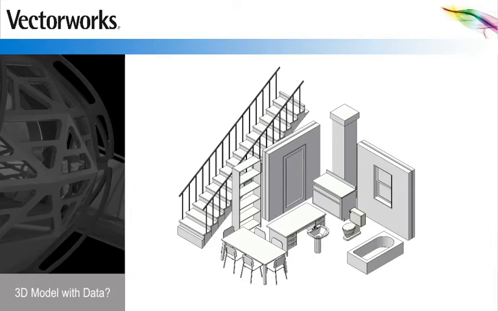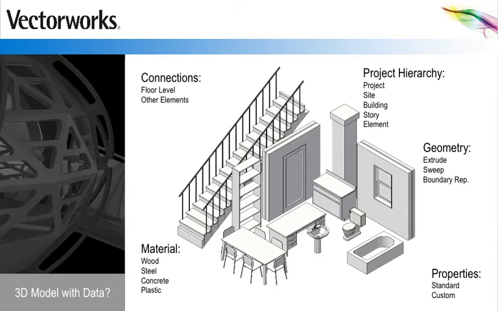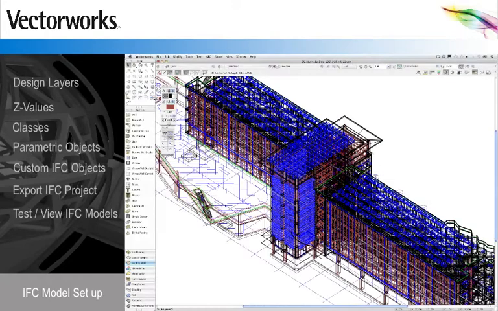The principal benefit of an IFC object-oriented file format is its object description. Not only does the IFC protocol preserve the full geometric description in 3D, but it also tracks object location and relationships, as well as other properties or parameters of each object.